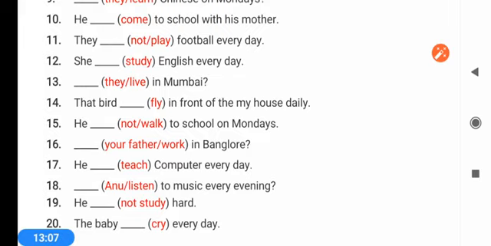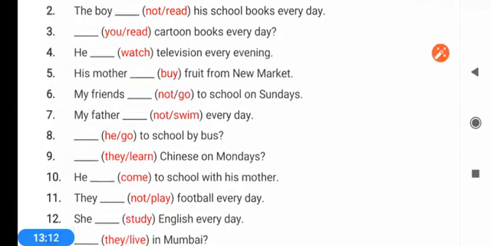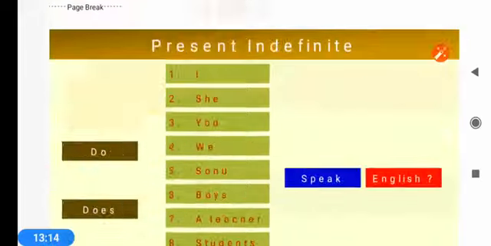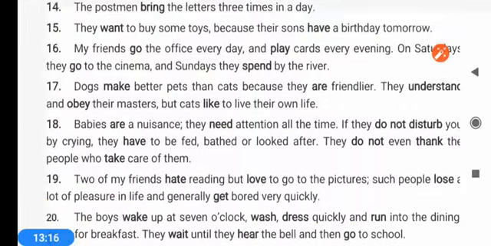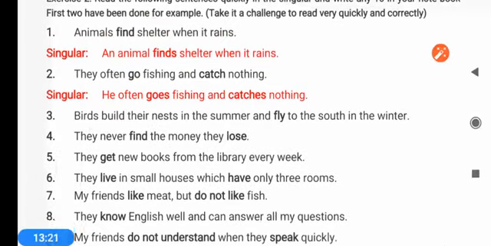You have to write all these 20 in the exercise. These last 20, exercise 3, you have to write the correct answers in your fair copy, but here only 10 you have to choose. Any 10 you have to do, accepting the challenge first.